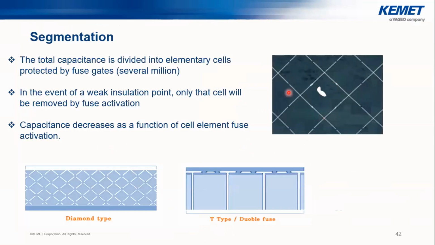Segmentation is done such that the total capacitance is divided into many elementary cells protected by fuse gates, as you can see here. So in case there is a weak insulation point somewhere, only that cell will be removed through the fuse activation. So you won't lose the whole capacitance. It won't affect the rest of the capacitance, only a small part. But of course, your capacitance will be reduced according to the surface that you lose, or as a function of the cell element fuse activation.